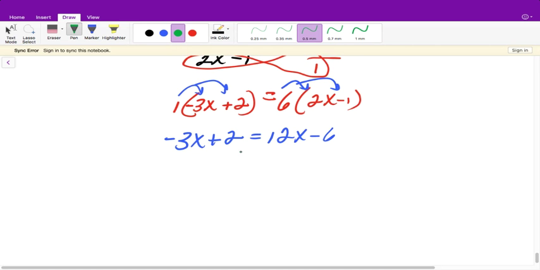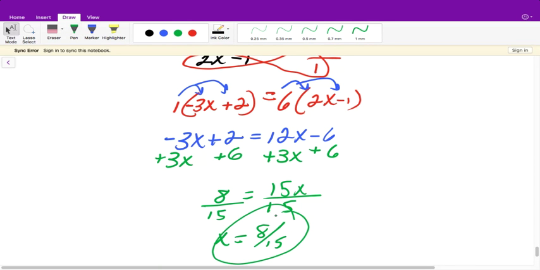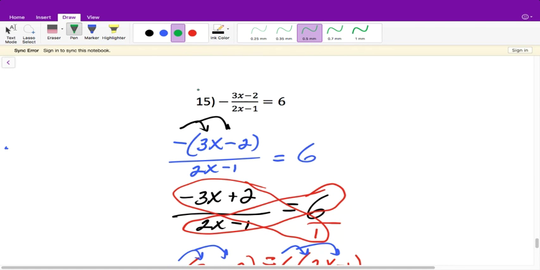And now we can go ahead. We can add over the 3x. That gives me 15x. Add over the 6. That gives me 8. Divide each side by 15. So x is then equal to 8 over 15. Right? So if that minus sign is in front and it's the part where we have our variables, just go ahead and put it to our numerator and then distribute it in.